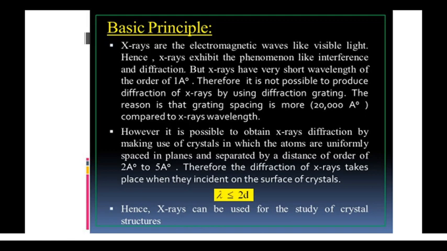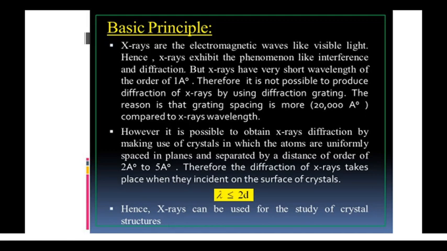However, we can do the X-ray diffraction by making use of crystals in which atoms are uniformly spaced in planes and separated by a distance of the order of 2 to 5 angstrom. Therefore, the diffraction of X-rays takes place when they are incident on the surface of crystals. Hence, X-rays can be used for the study of crystal structures.